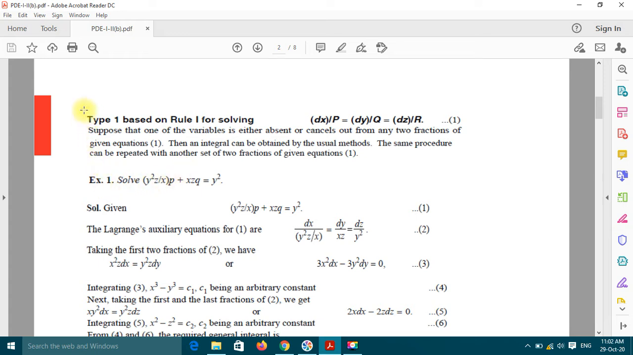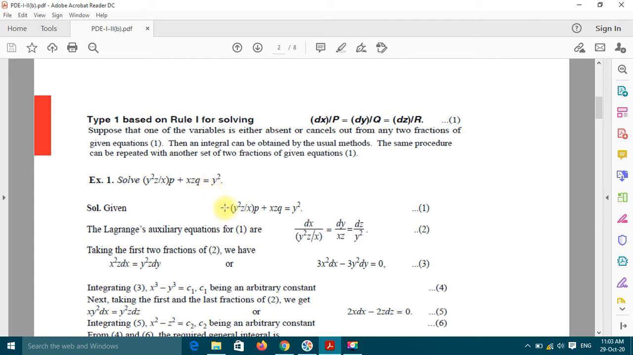Type 1 problem. The method for type 1 problem is: suppose that one of the variables is either absent or cancels out from any two fractions of the given equation 1. Your equation 1 is dx upon capital P is equal to dy upon capital Q is equal to dz upon capital R. Then the integral can be obtained by the usual method. Now we are trying to find the solution of the equation y square z upon x p plus xz q is equal to y square.